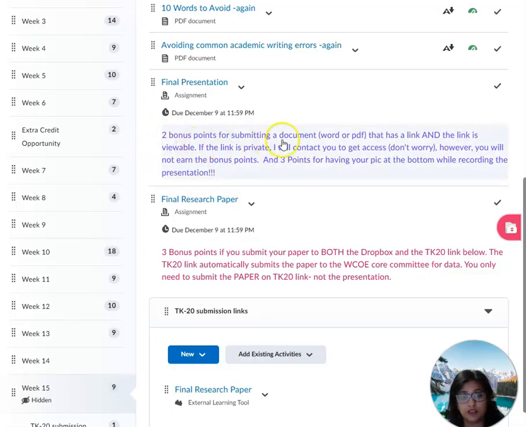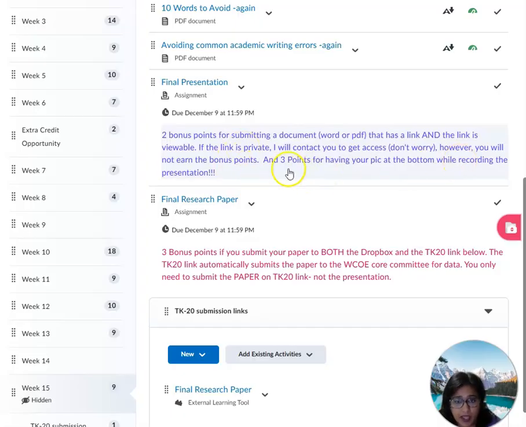You have 2 bonus points for submitting a document that has a link and the link is viewable. Remember, if the link is not viewable, you're losing all of those 30 points because I can't see the presentation. I will contact you, but it is your responsibility to get that to me in time for that grade to change from a 0 to whatever you earn on that presentation. So you still get 2 points if the link is viewable. When you upload it on YouTube, make sure that you are not making it private, make it public, so that I can actually view it.